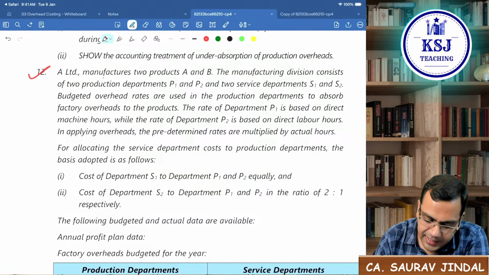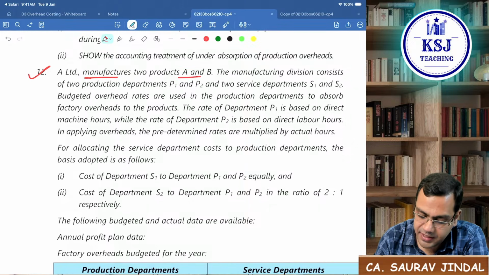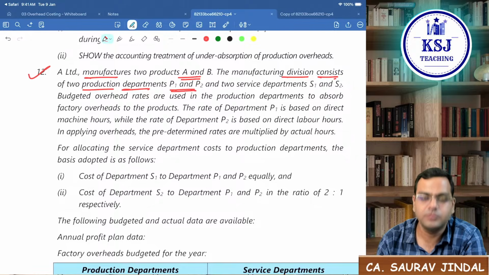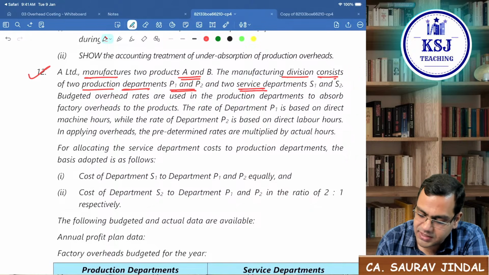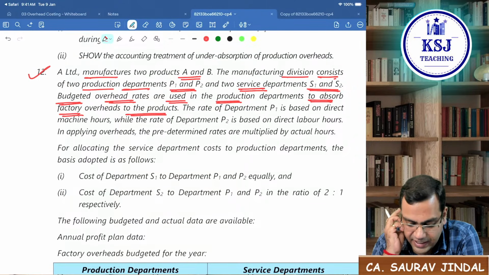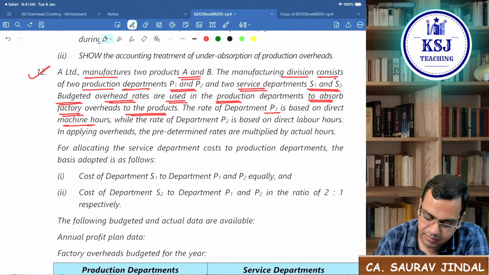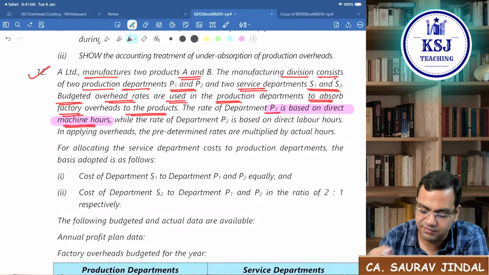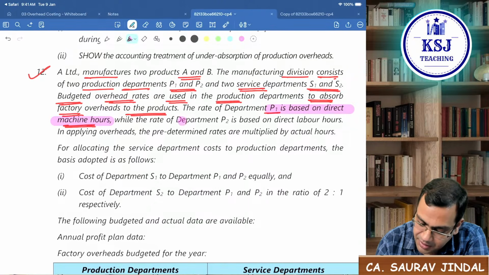Okay. A Limited manufactures two products A and B. The manufacturing division consists of two production departments P1 and P2 and two service departments S1 and S2. Budgeted overhead rates are used in the production departments to absorb factory overheads to the products. The rate of department P1 is based on the direct machine hours, that is, P1 is a machine intensive department, whereas department P2 is based on the direct labor hours.